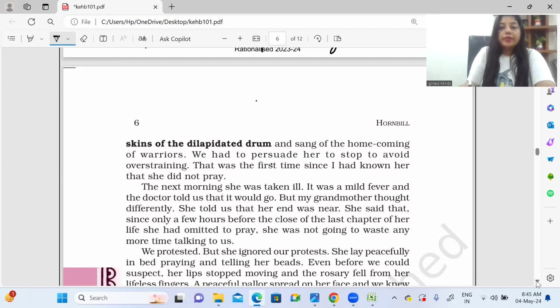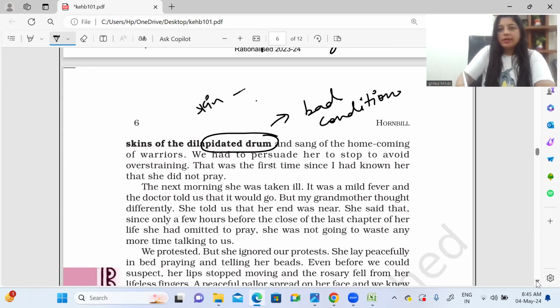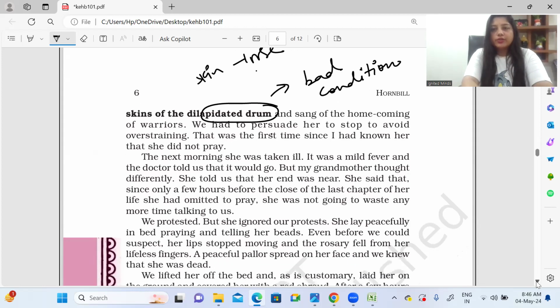Okay. And a dilapidated drum means which is in a very bad condition, shabby condition. Okay. So the drum was in a very bad condition and the skin of the drum was loose. That means it was not a very new one. It was almost a bad one. And sang of the homecoming of warriors. So she was singing a song which had, what was the theme of that song? Some warriors have come back home. That she was singing a song, but she did not pray.